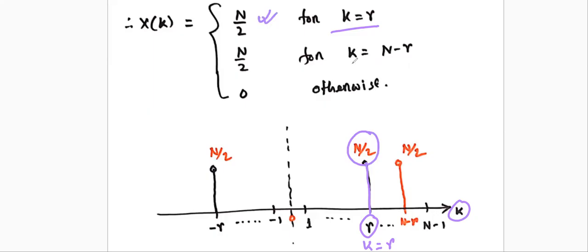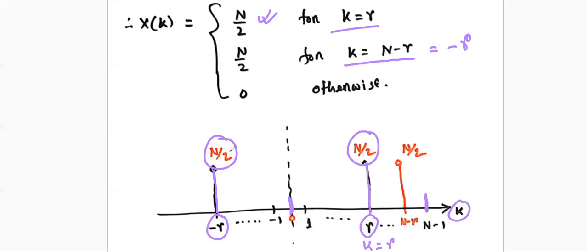And the second one, previously it was mentioned k equals minus r. Where is that? This is k equals minus r. At k equals minus r, the amplitude is equal to n by 2. However, this is not in our range of view. What is our range of view? Our range of view is from 0 to n minus 1.